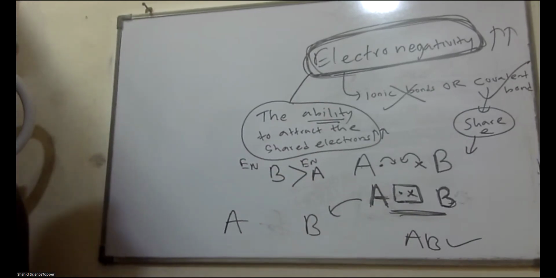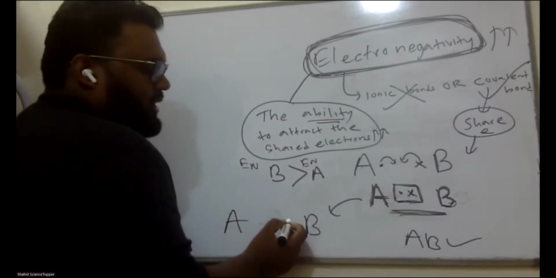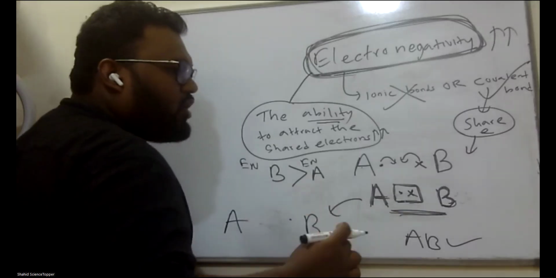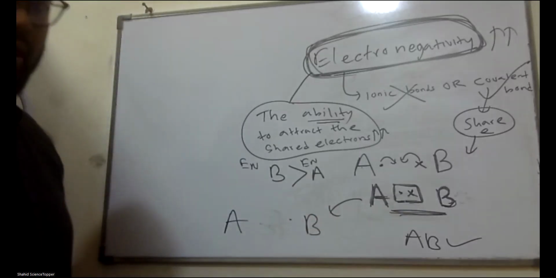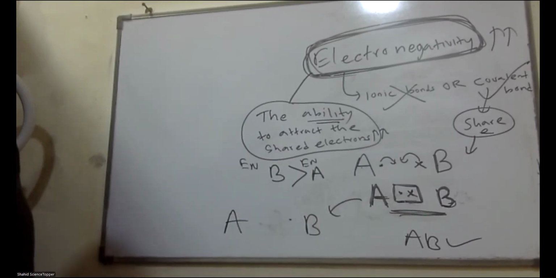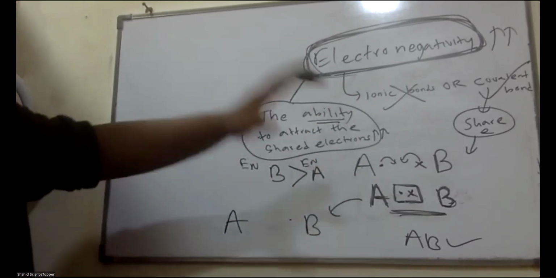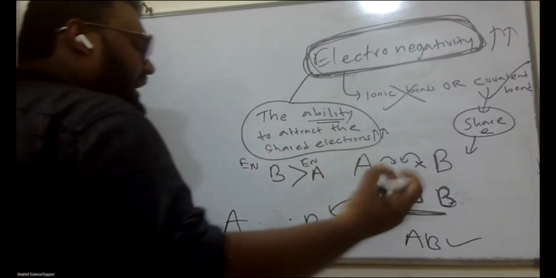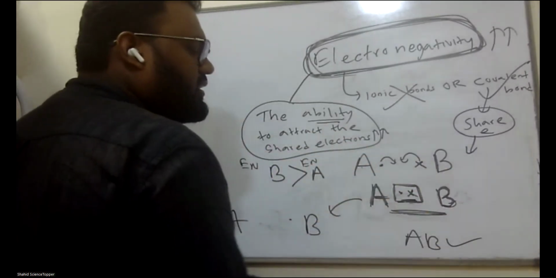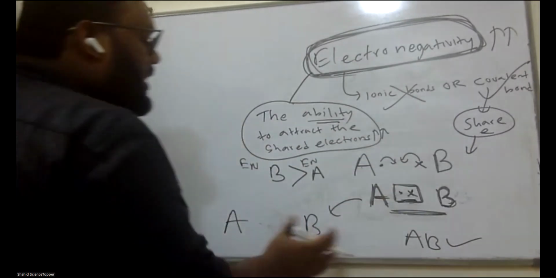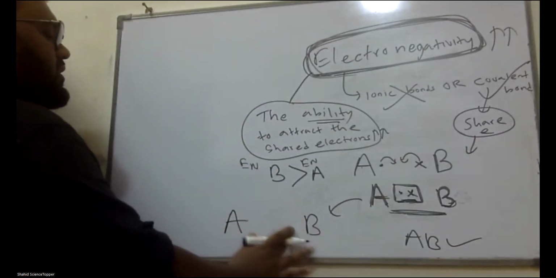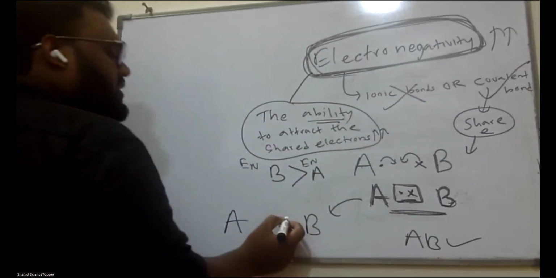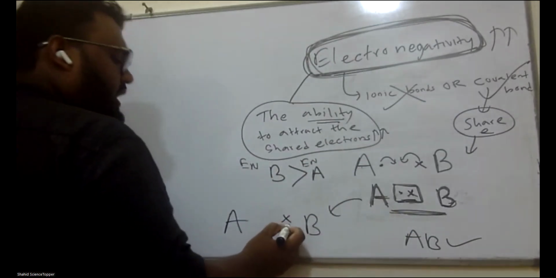Near to B. Very good. It does not belong to B. It is still belonging to both of them. That shared electron is still a shared electron, still belonging to both of them. The only difference is, instead of staying in the middle, the shared electron will go a little bit closer to B. So that's the only difference it will make, the electronegativity.